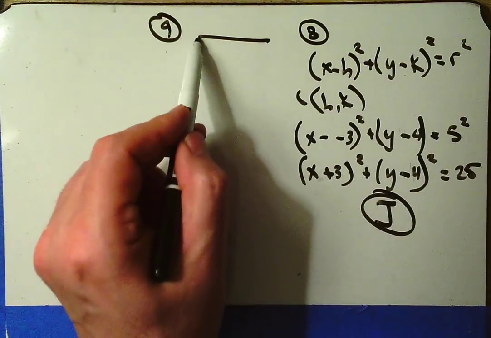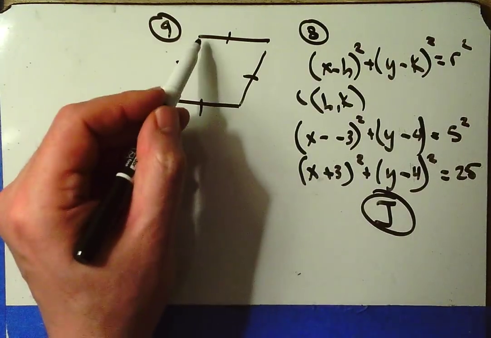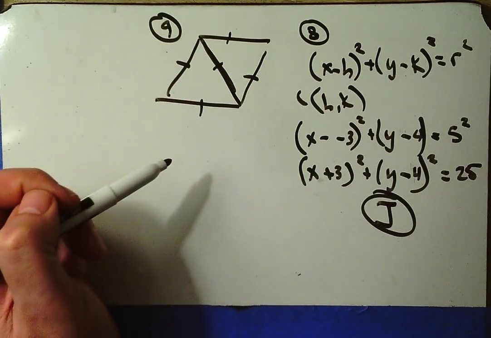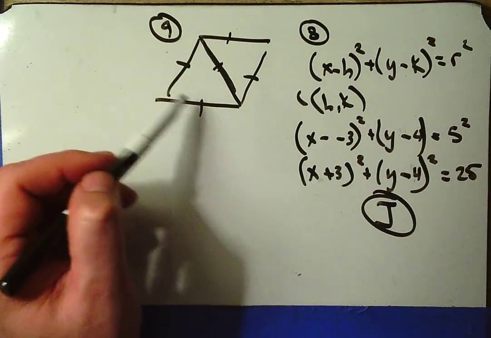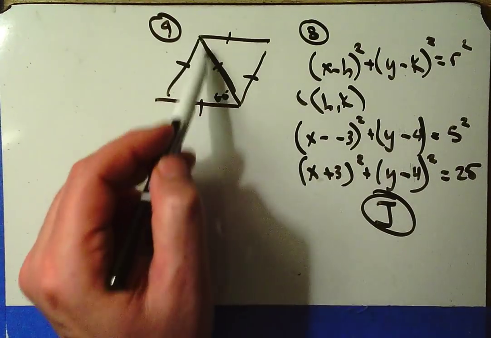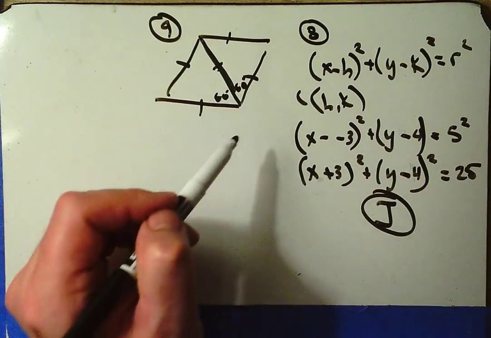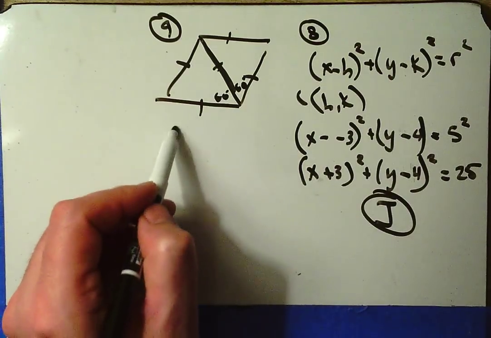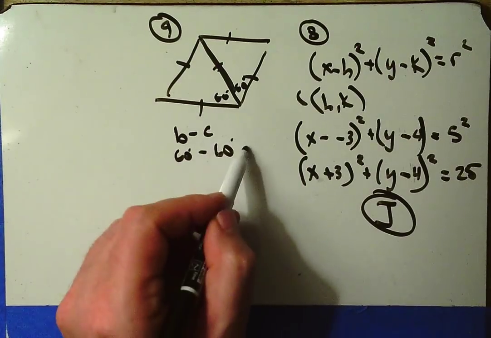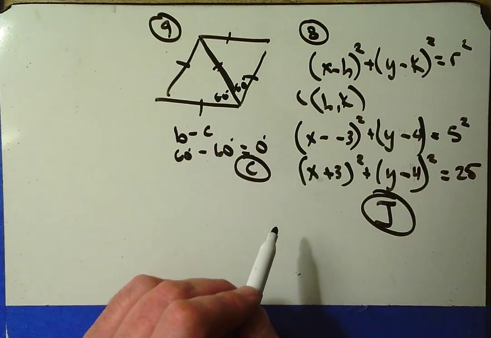Problem 9. 9 gives us this picture with a lot of congruent segments. We know that these are all congruent, but we also know that this is congruent. Well, since all the sides are equal, then all the angles must be equal, and therefore this is 60 degrees. And again, since all the sides are equal, we know that all the angles must be equal, so this is 60 degrees. And this problem says, what happens if I do B minus C? 60 degrees minus 60 degrees gives me 0 degrees. So choice C is my answer for number 9.